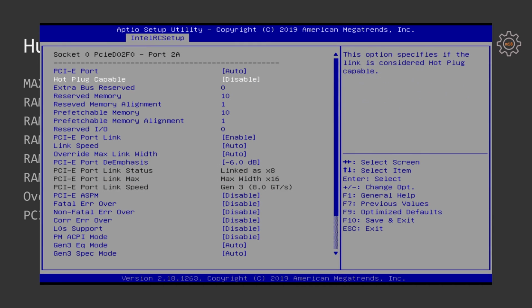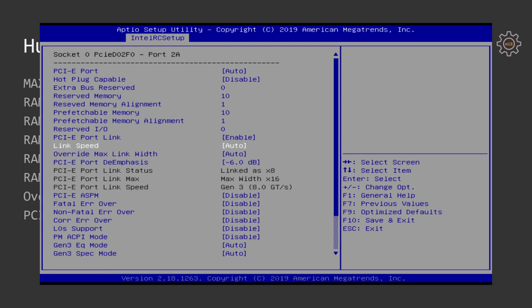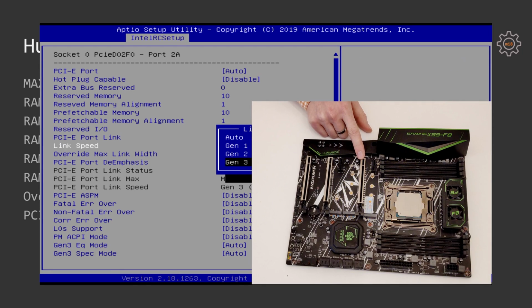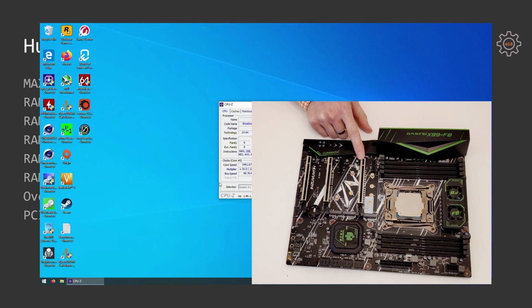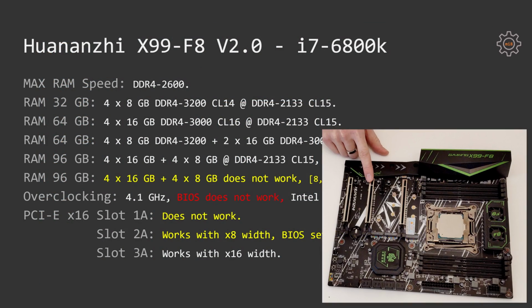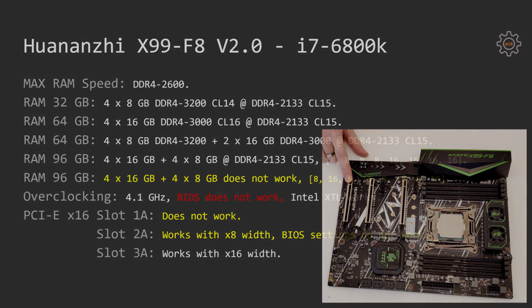Now, the PCI Express slot configurations with i7-6800K are working with the following setup. The first slot is working only as PCI Express X8. Configuration in BIOS does not really change anything, this slot is only working as X8. The second one is working with the full speed of X16, so this is the preferable slot to install the graphics card if you are using an i7 processor. The last slot with the i7-6800K does not work at all.